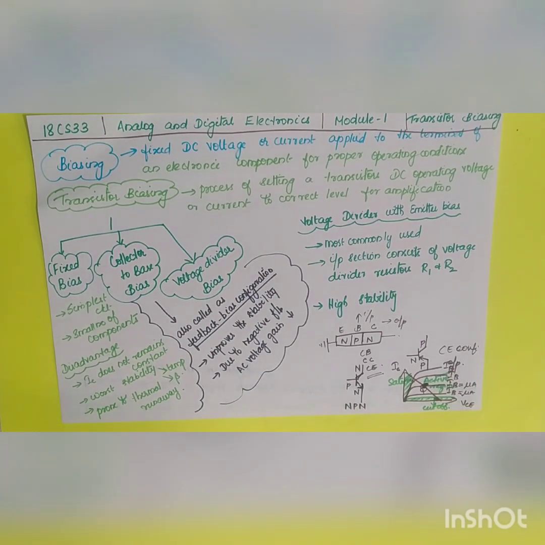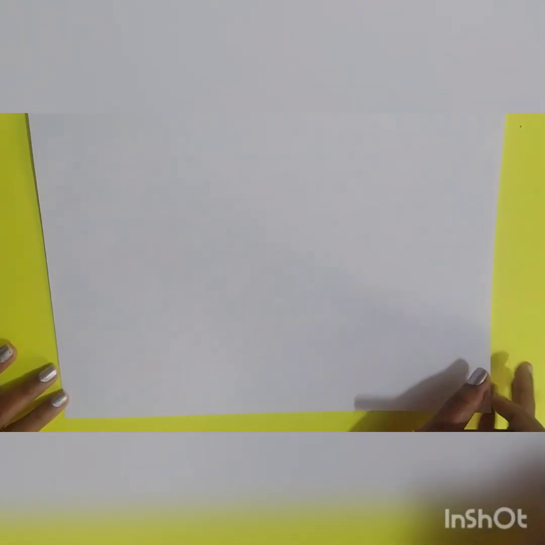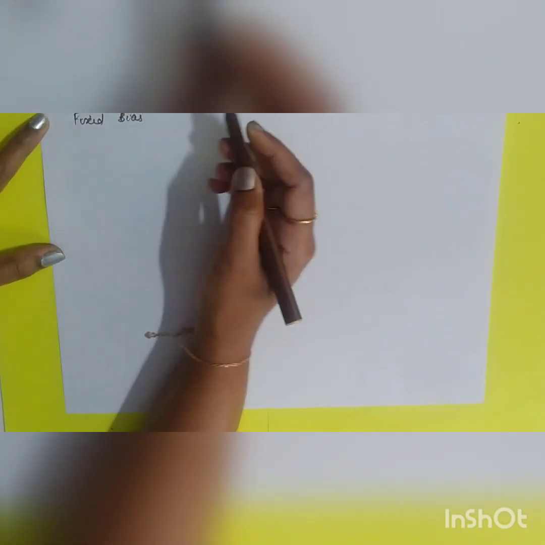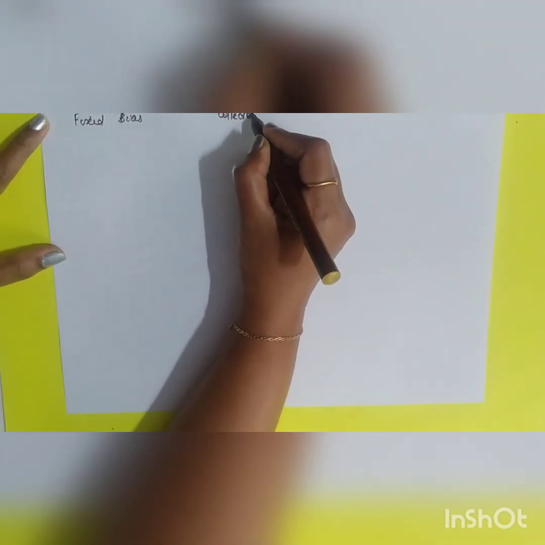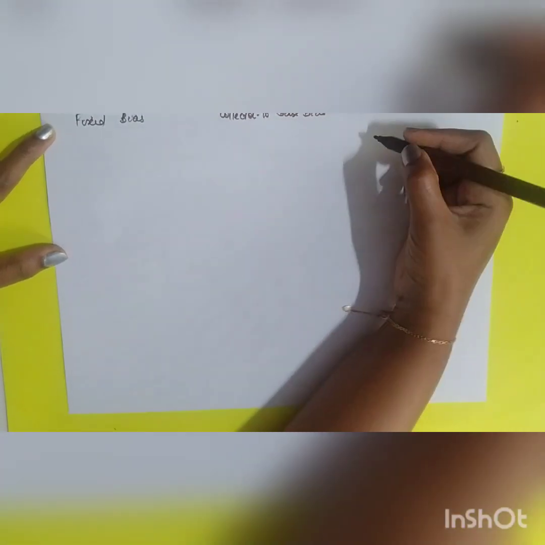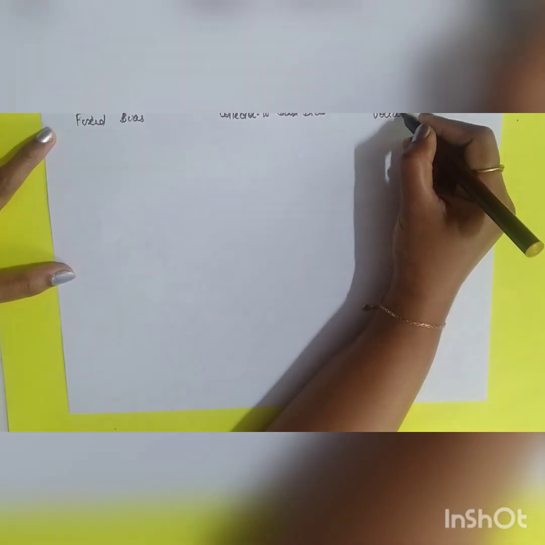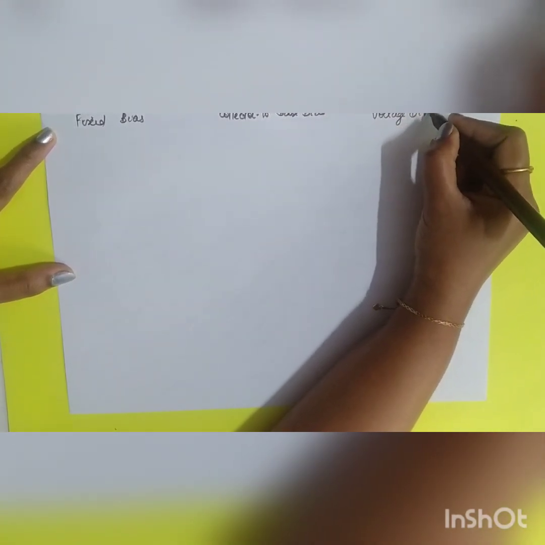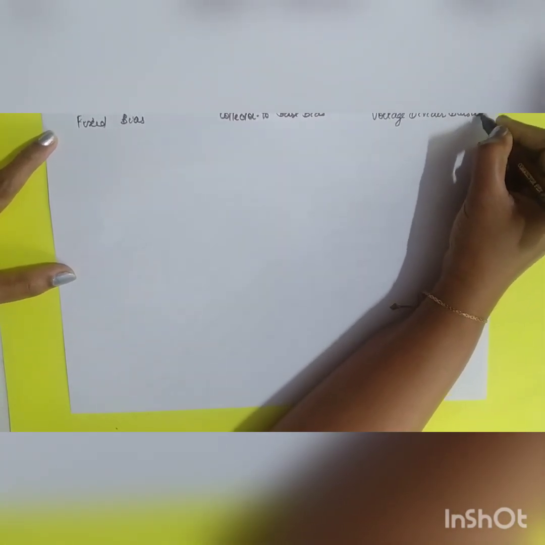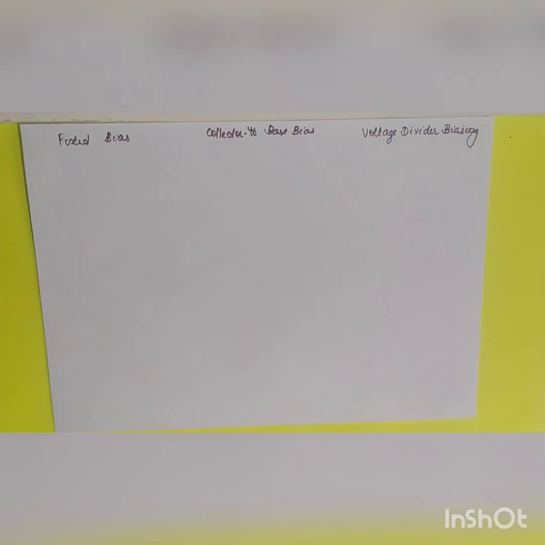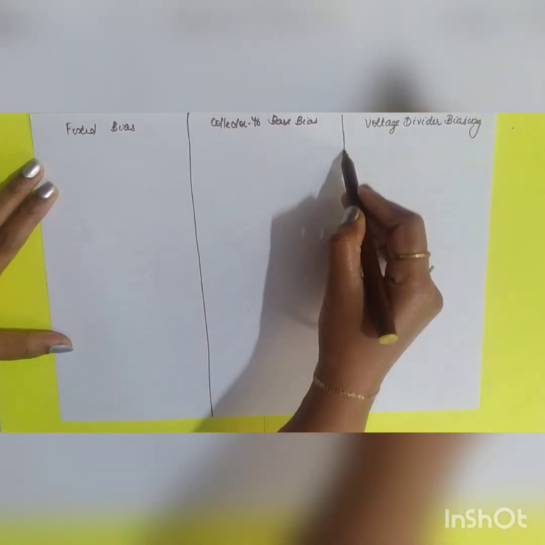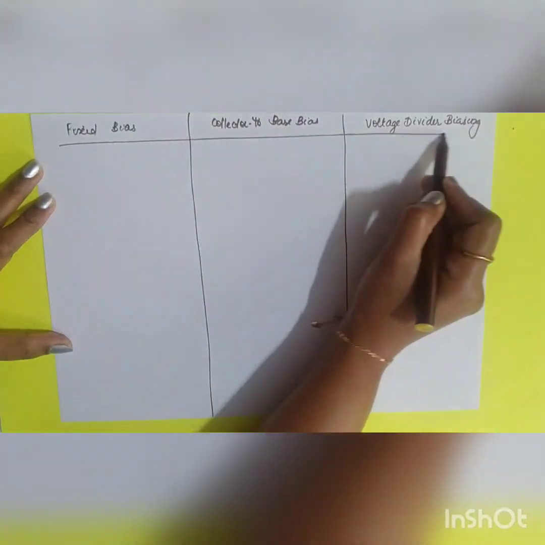Now let us see the different circuits. So if I make a table: fixed bias, collector to base bias, and the last one will be your voltage divider bias. These are the three different types of biasing as per your syllabus. So if I make the table, what is meant by fixed bias?